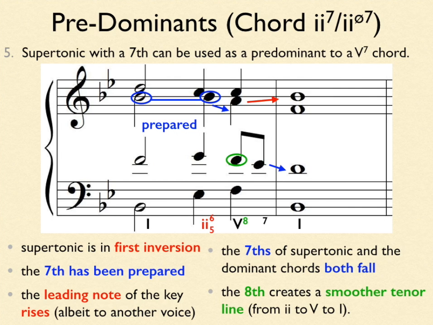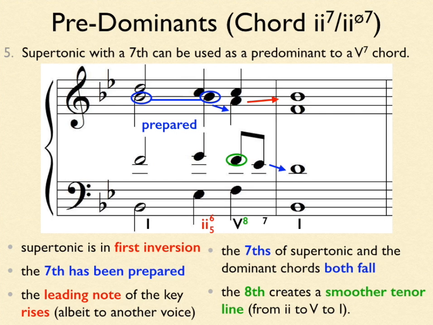And also just to circle back to a wee point that I've already gone over, but it's a new thing: the 8th creates a smoother tenor line from chord 2 to chord 5 to chord 1. As you can see, that tenor line is a lot smoother now. It's moving down by step from the G down to the D. G, F, E flat, D.